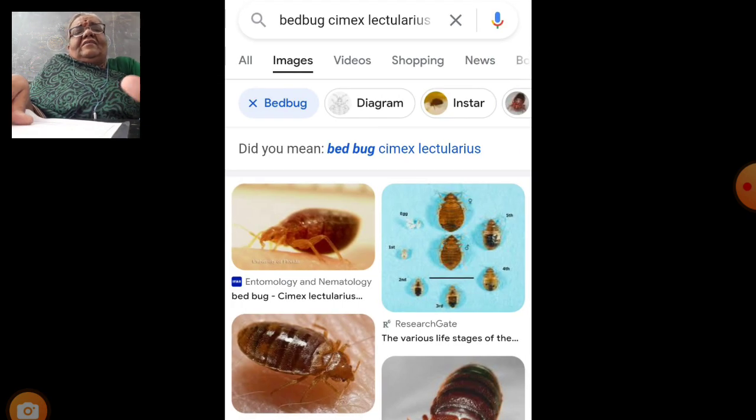And this is a bed bug, tigane. Okay, bed bug, that is Cimex lectularius. This is how it looks like.